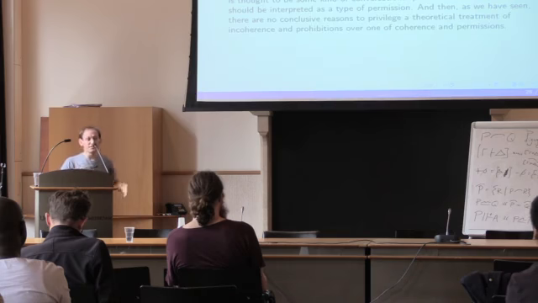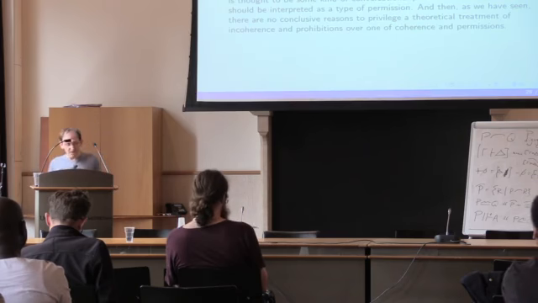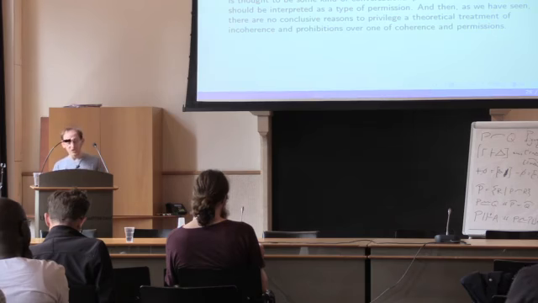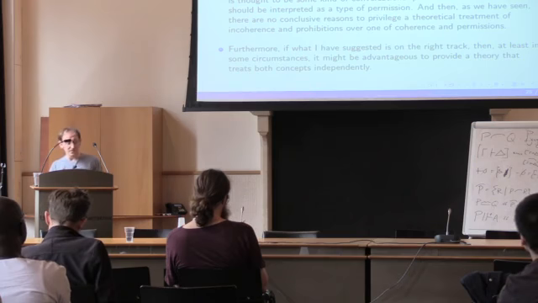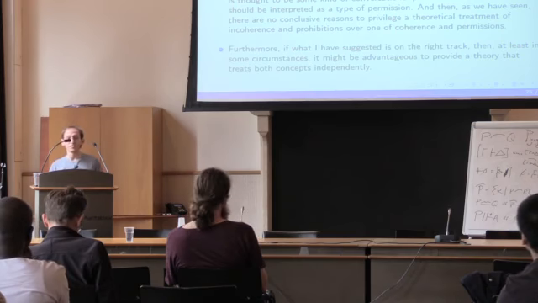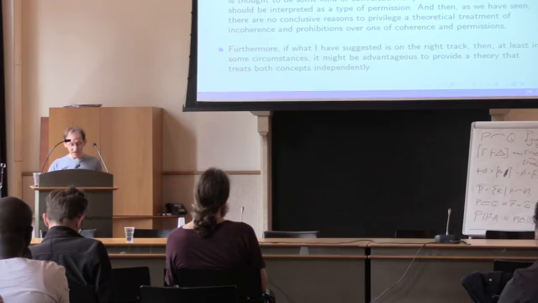But on the other hand, and this is the weird bilateral aspect that I've discussed today, if validity is understood as incoherence, and incoherence is thought to be some kind of conversational prohibition, then invalidity should be interpreted as a type of permission. And then, as we have seen, there are no conclusive reasons to privilege treatment of incoherence and prohibitions over one of coherence and permissions. Furthermore, if what I have suggested is on the right track, then at least in certain circumstances, it might be advantageous to provide a theory that treats both concepts independently. So I guess that's it.